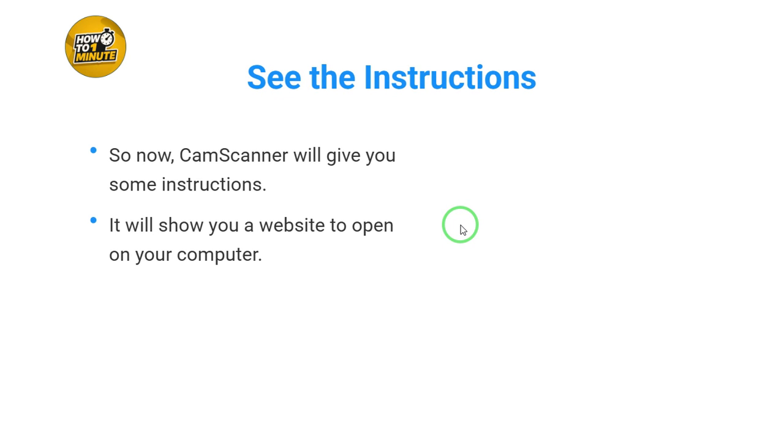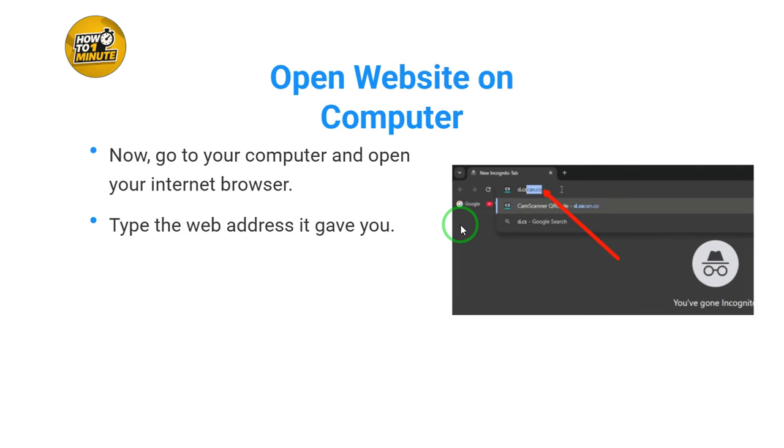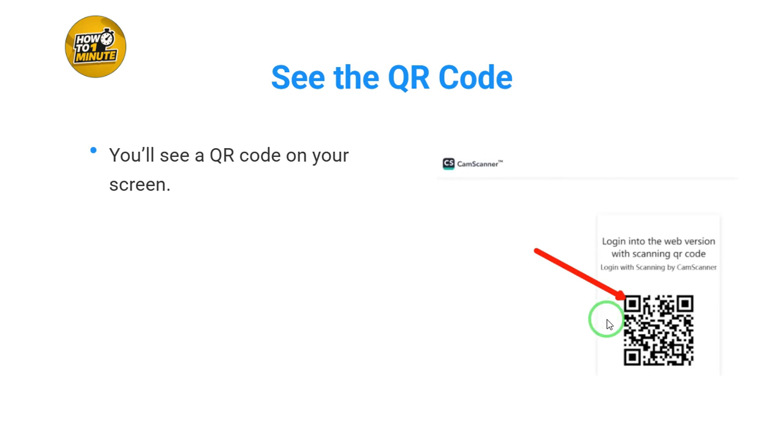So now CamScanner will give you some instructions. It will show you a website to open on your computer. Now go to your computer and open your internet browser. Type the web address it gave you. You'll see a QR code on your screen.